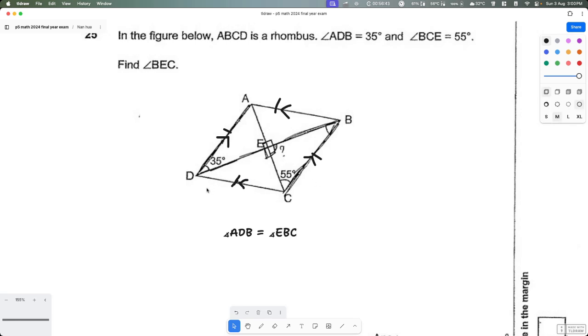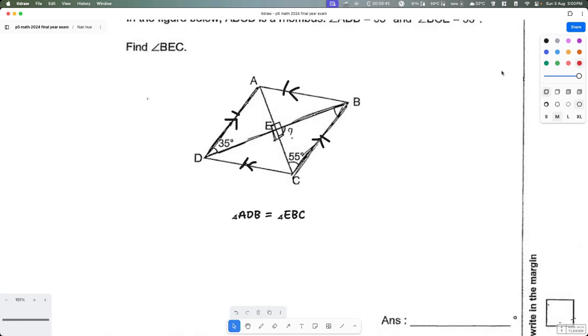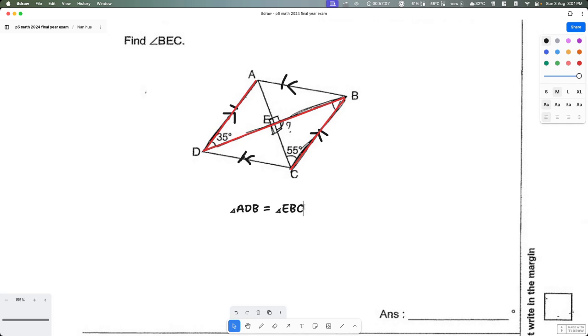Okay, so this is a Z, right? I'm going to put a line here, since this line forms a Z over here, and then I'm going to put another line. Angle ADB and EBC are the same, which means this is 35 degrees.